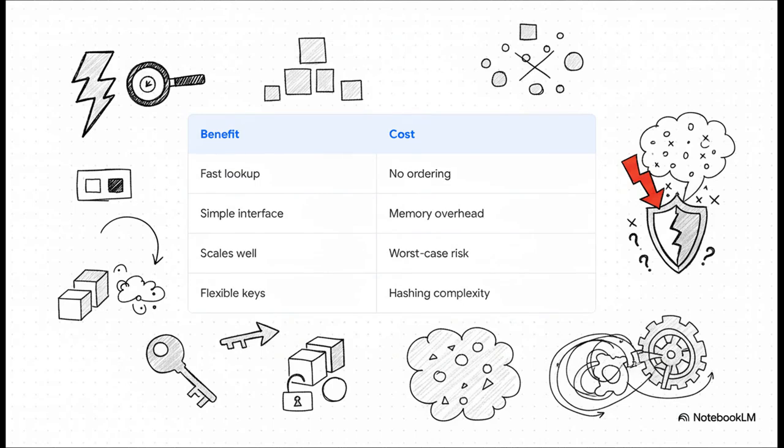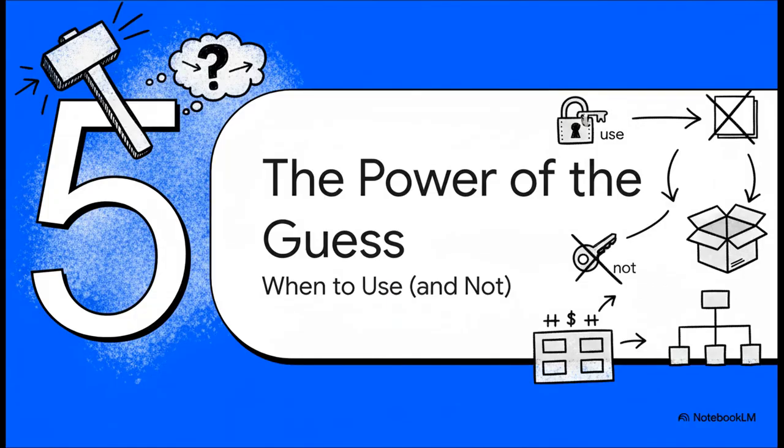But of course, nothing in life is free. As this table shows, for every single benefit, there's a cost. You get that incredible lookup speed, but you totally give up any kind of order. The items are just scrambled in there. It's got a simple interface, but that simplicity costs you a little bit of extra memory. And yeah, it scales really well, but you always have to live with that tiny little risk of hitting the worst case slowdown. And all of this leads us to our final and maybe most practical section.